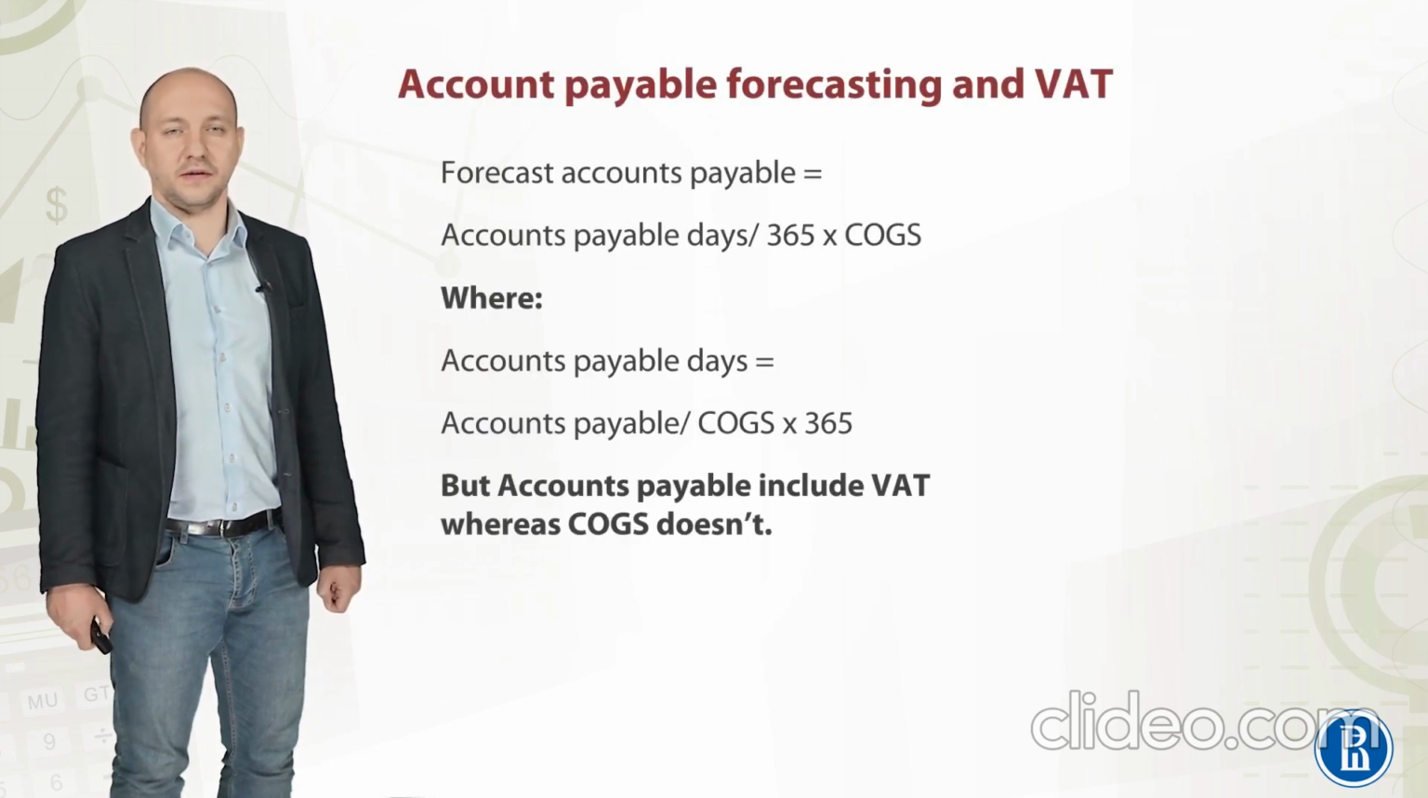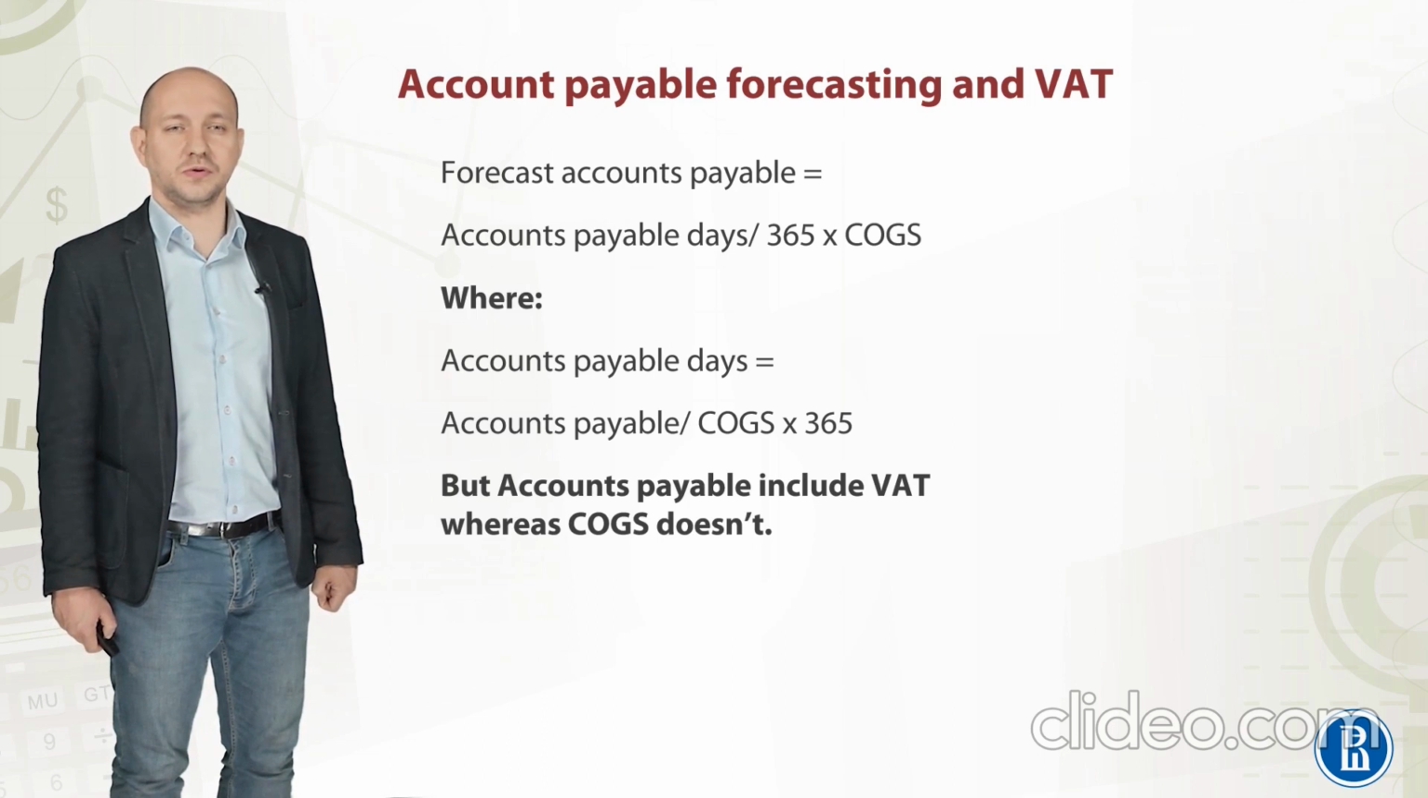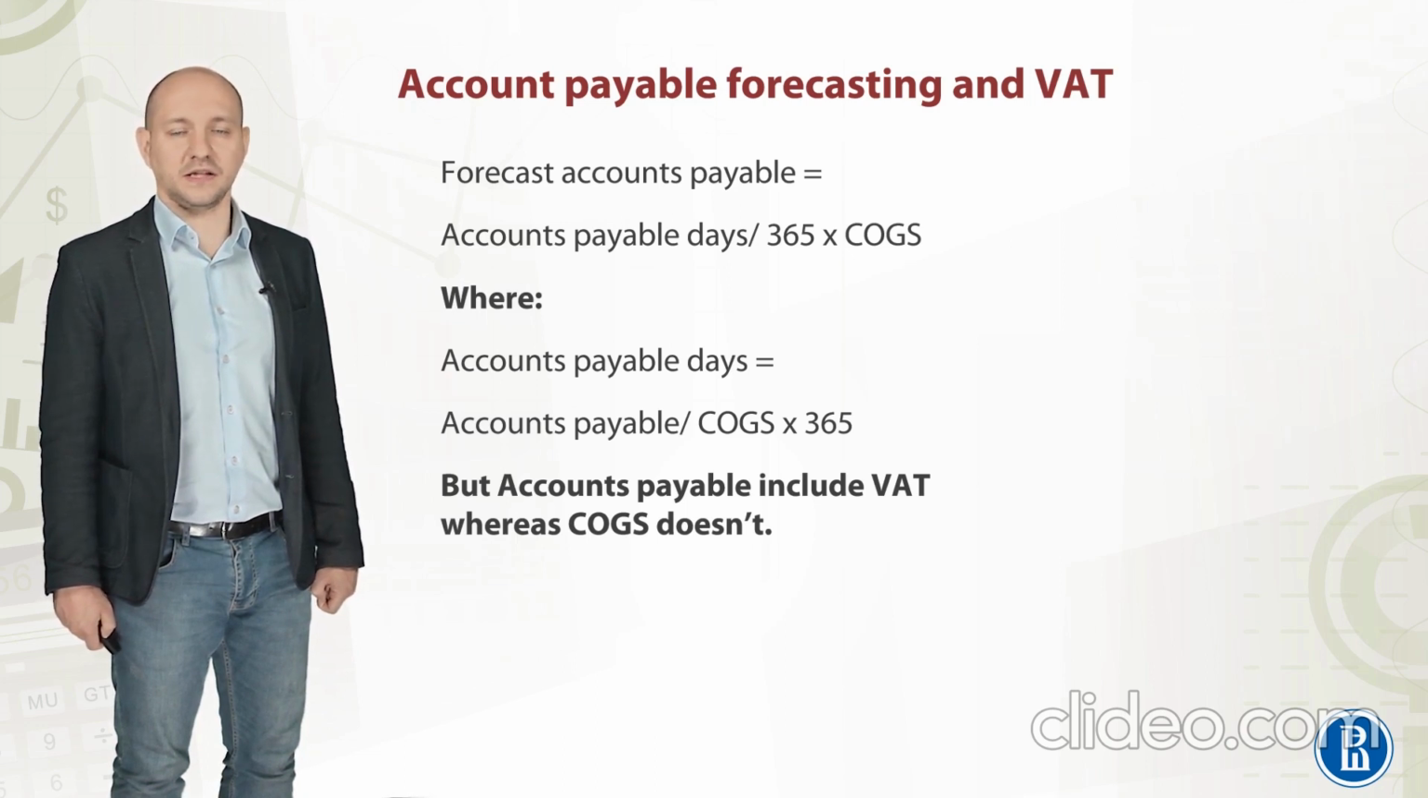In the case of accounts payable and value-added tax, we have, in fact, a similar situation. To forecast accounts payable, you divide accounts payable days by 365 and multiply it by cost of goods sold, where accounts payable days is equal to accounts payable divided by cost of goods sold multiplied by 365. At the same time, accounts payable include value-added tax, whereas cost of goods sold doesn't.